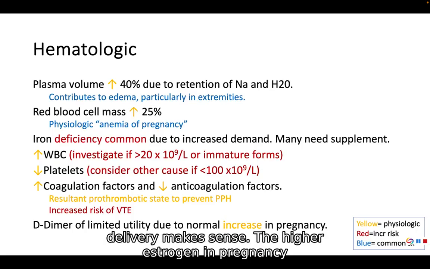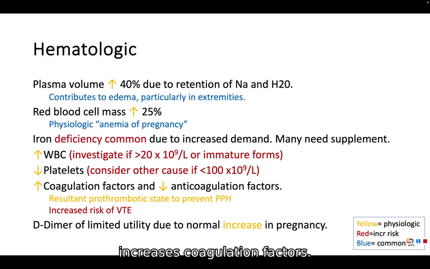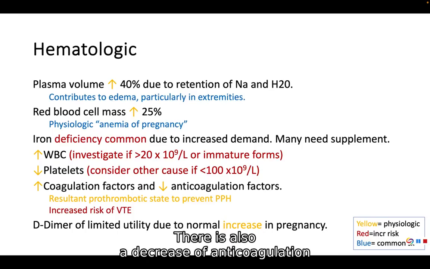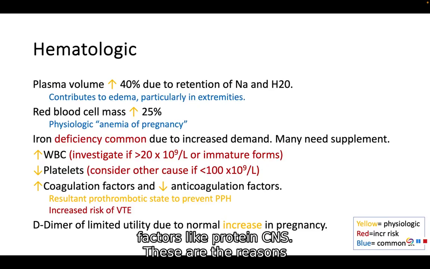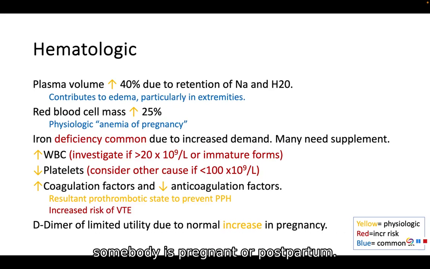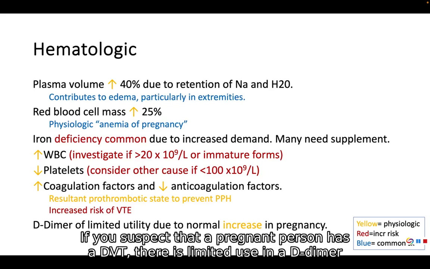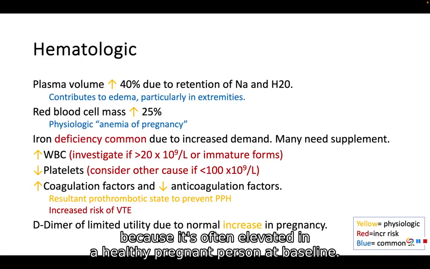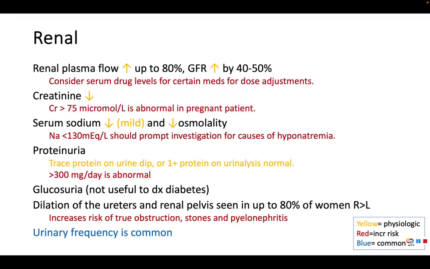The higher estrogen in pregnancy increases coagulation factors. There is also a decrease of anticoagulation factors like protein C and S. These are the reasons why the greatest lifetime risk of a DVT or a PE is when somebody is pregnant or postpartum. If you suspect that a pregnant person has a DVT, there is limited use in a D-dimer because it's often elevated in a healthy pregnant person at baseline.